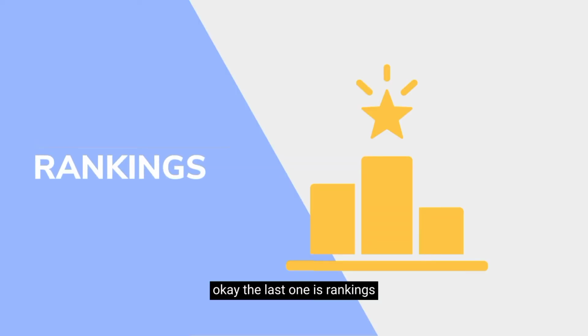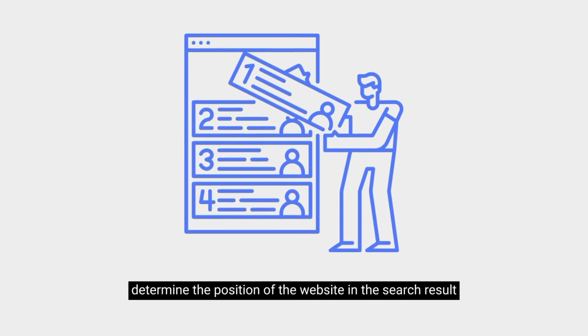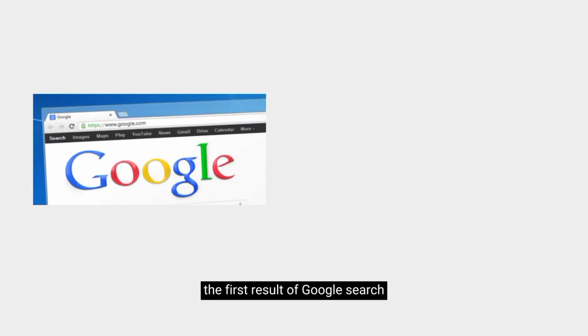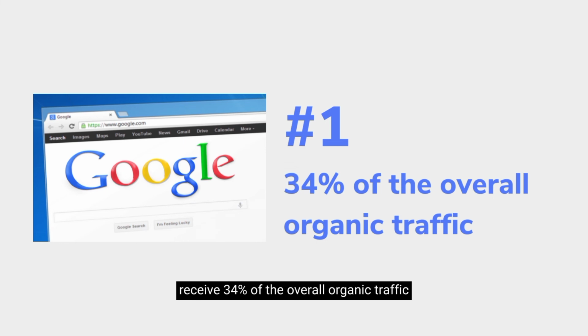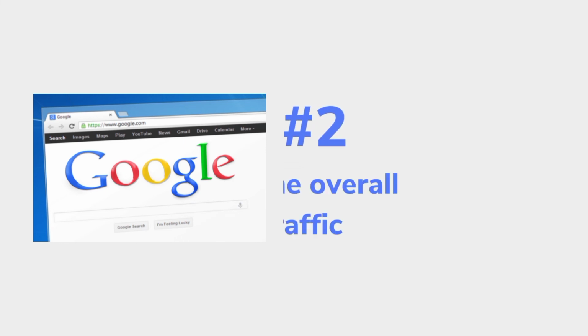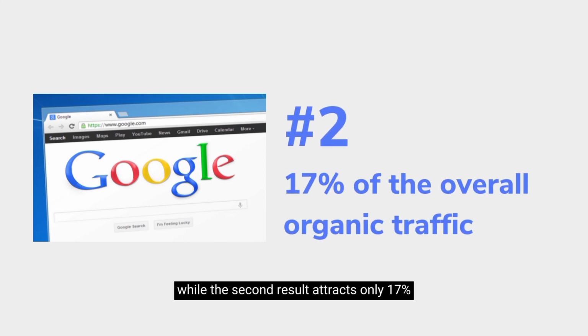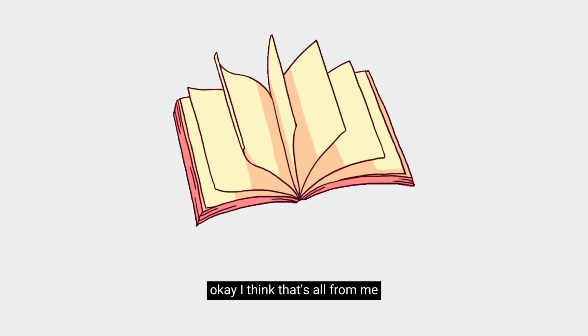Okay, the last one is rankings. The above factors determine the position of the website in the search results. Page quality on a search result page determines its visibility. A well-ranked and popular page will attract more traffic. The first result of a Google search, for example, receives 34% of the overall organic traffic, while the second result attracts only 17%. Okay, I think that's all from me.